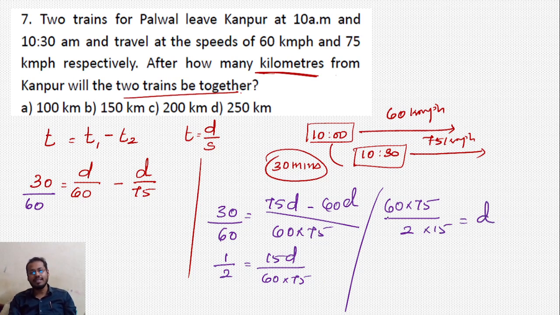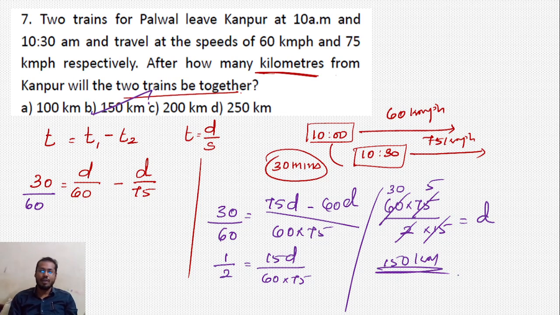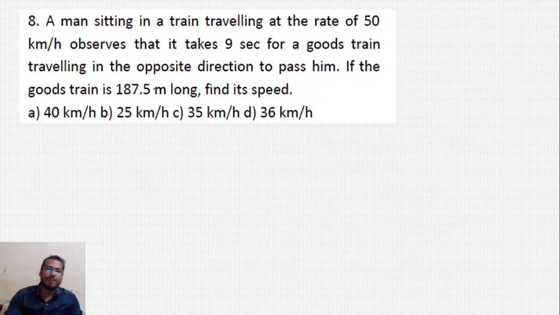Now look at this. It is easy for us, right? 15 and 75, 5 times. 2 and 60 is 30. 30 into 5 is what? 150 kilometer is the distance. That's it. Simple. I hope you guys understand this question. Most important one. Next one.